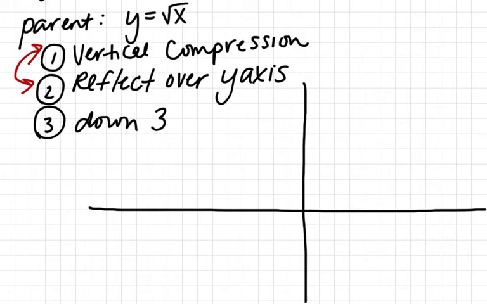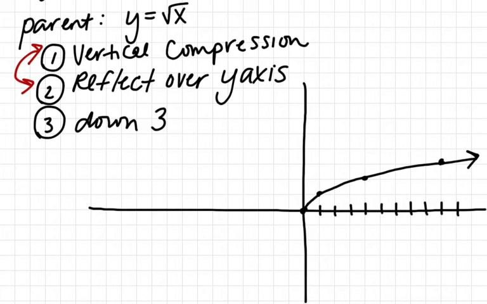Y equals the square root of x. We know we cannot have a negative inside of a square root, so we'll start with 0. The square root of 0 is 0. The square root of 1 is 1. If I keep going over to 4, the square root of 4 is 2. And if you keep going to 9, the square root of 9 is 3. So these 4 points are certainly enough to graph our parent function, which looks like half of a sideways parabola.